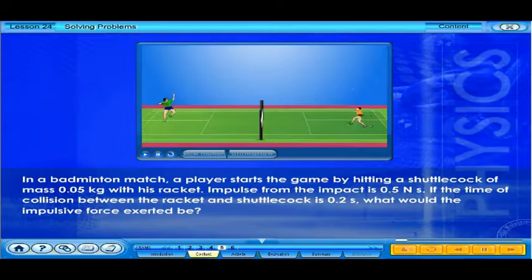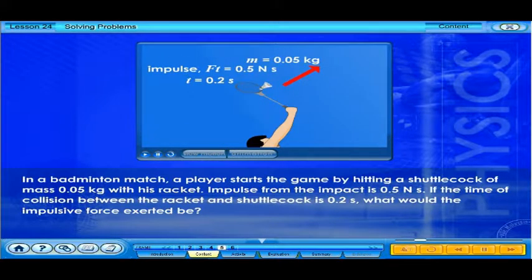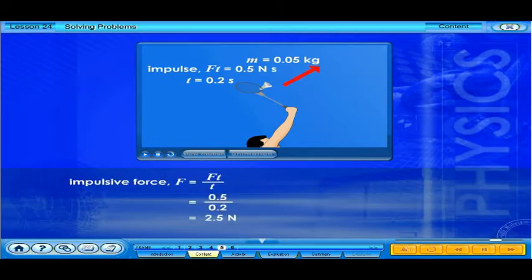In a badminton match, a player starts the game by hitting a shuttlecock of mass 0.05 kilograms with his racket. Impulse from the impact is 0.5 newton-second. If the time of collision between the racket and shuttlecock is 0.2 seconds, what would the impulsive force exerted be? The impulsive force exerted when the racket hits the shuttlecock is 2.5 newtons.